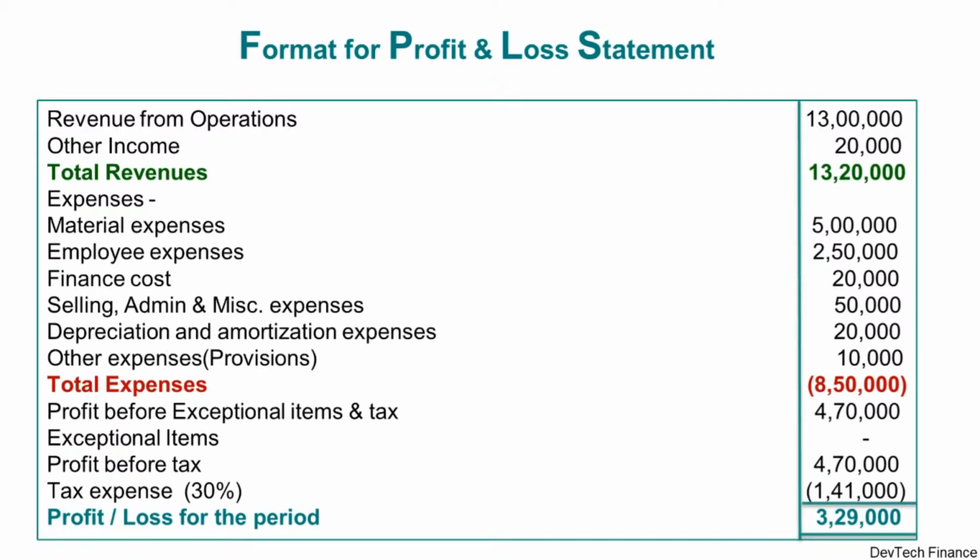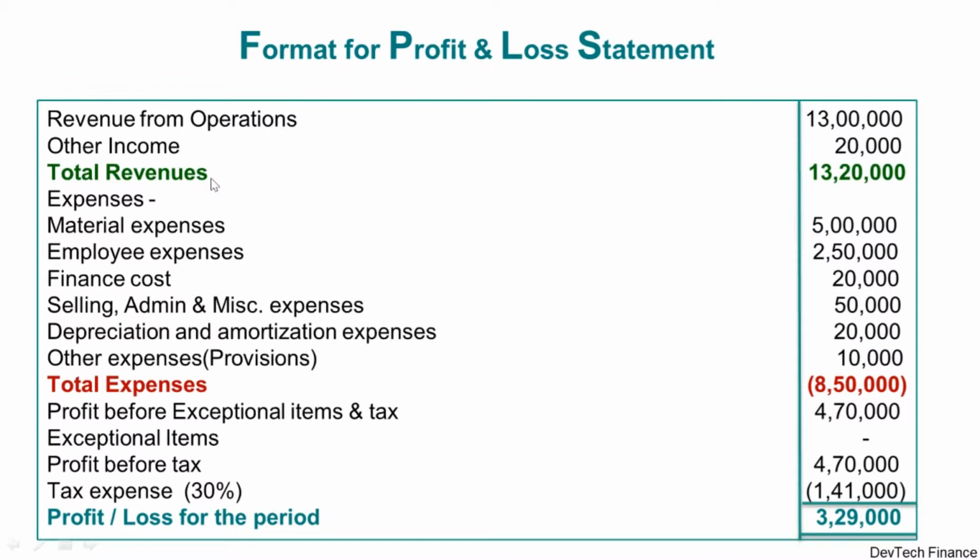So have a look at the format for the profit and loss statement. This is a basic format where you can understand how the recording is done. So just on the basis of assumed data, let us understand this format. First we have taken revenue from operations, and then other income. Adding up this revenue from operations and other income, we arrive at total revenues. This is how we start our P&L statement.